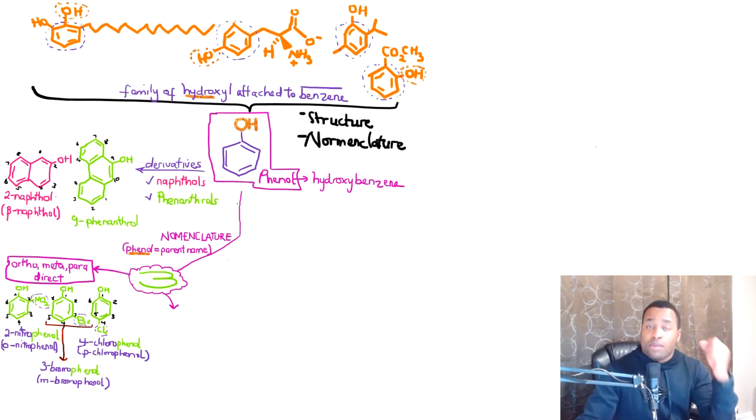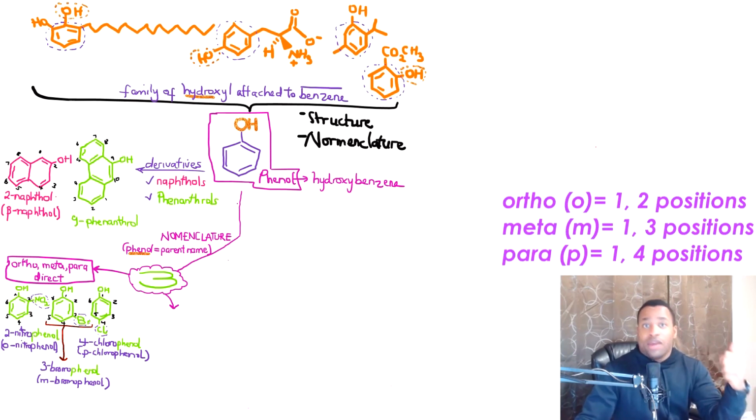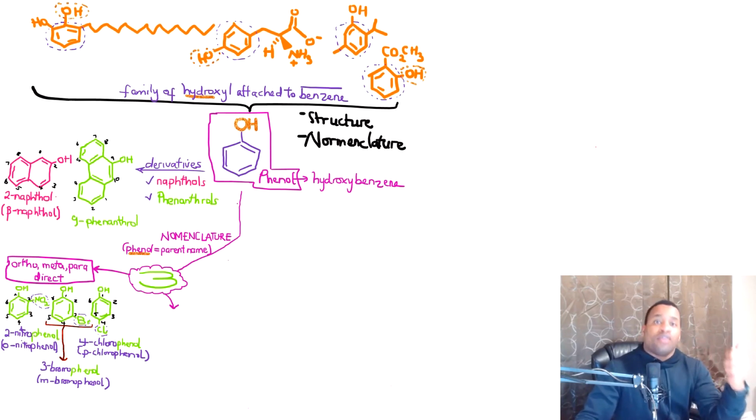So that's about it for the ortho, meta, para directing. Ortho is carbon 2 relative to the primary functional group. Meta means carbon 3 relative to the functional group. And para means carbon 4 relative to the primary functional group right there.